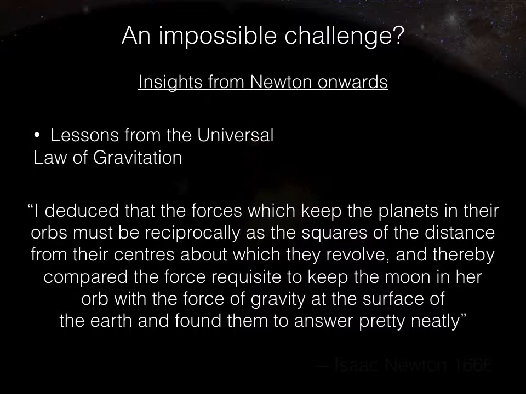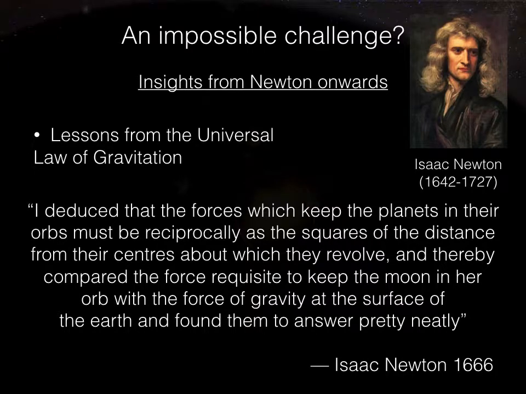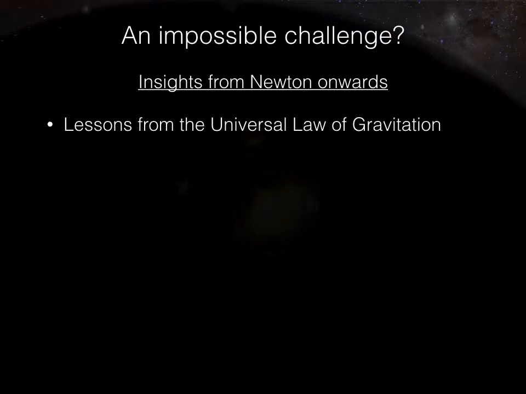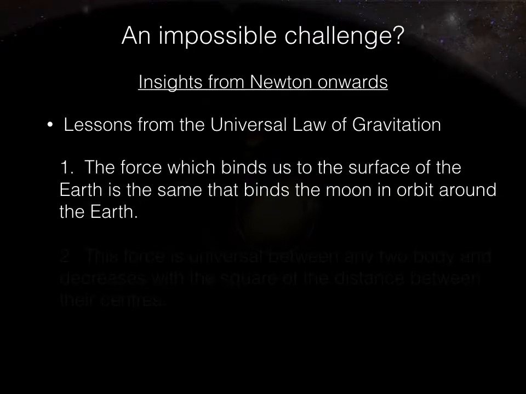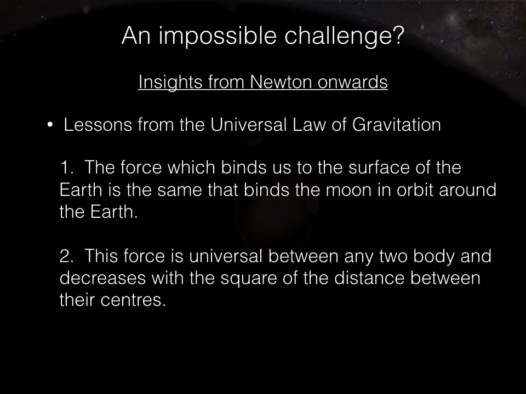What he means here is that the force that keeps the moon in orbit, detached from the Earth, but in orbit, is the same that is keeping us at the surface of the Earth. So the lessons, if I want to emphasize this, are, first, the force which binds us to the surface of the Earth is the same that binds the moon in orbit around the Earth. And the second one is that this force is universal between any two bodies and decreases with the square of the distance between their centers.